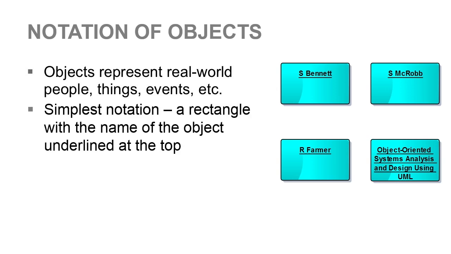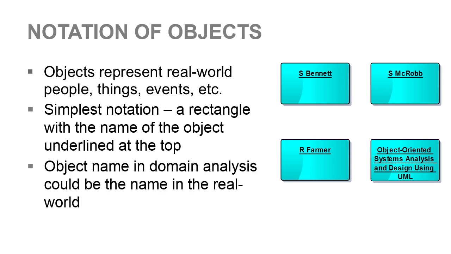Objects are real-world things or objects that exist at runtime. The simplest notation for an object, as for a class, is just a rectangle with the name of the object at the top. The name is underlined, which helps to distinguish it from a class. When we're analysing things in the real-world problem domain, we can use the names of those things in that real world, as here where we have 3 people and a book.